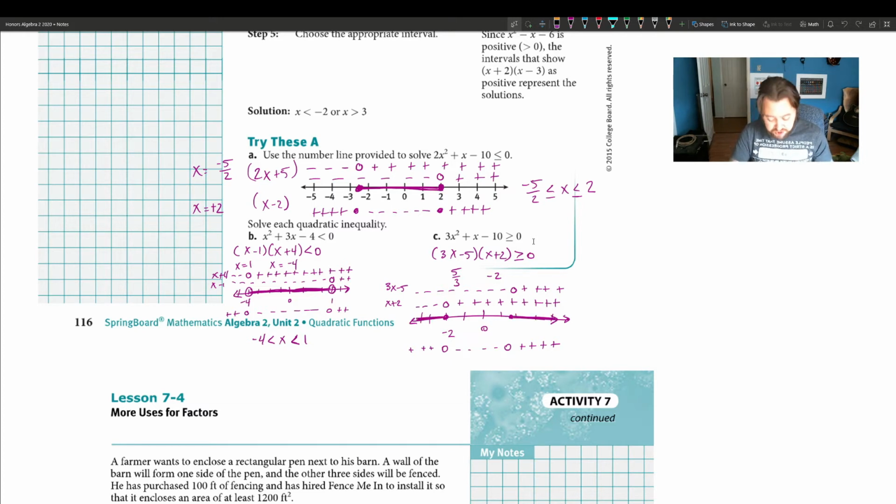So we're going to write that disjunction out. And so our solution, I'll put it off to the side, would be x is greater than 5/3, and also, or, x is less than -2. That one's not an "and" because it's disjunctive.